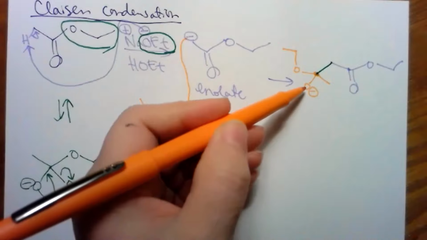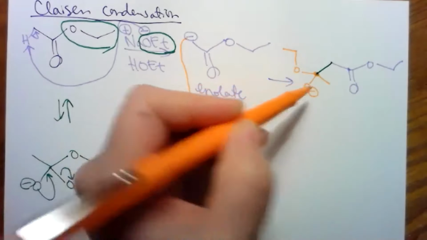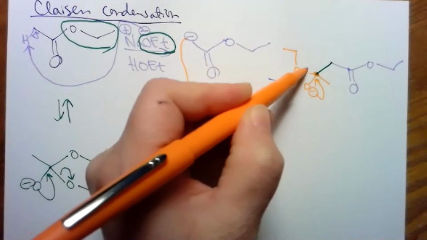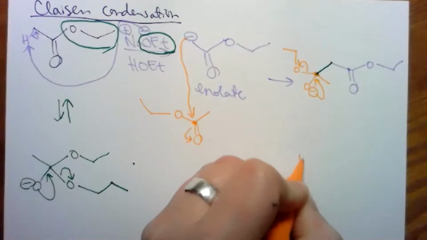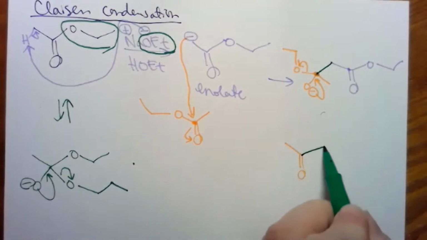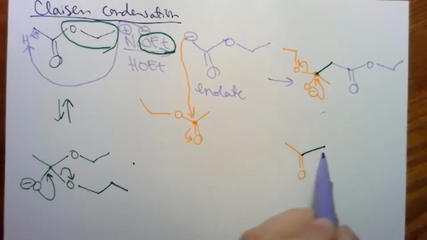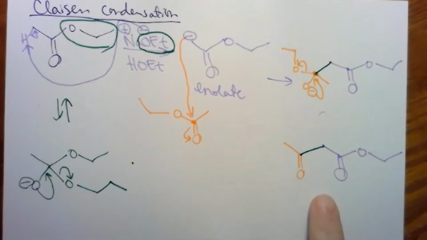So this intermediate has 2 oxygens on it. We can fold down and kick out our weakest base, our best leaving group here. I'm going to swing that carbon around that direction so that you can more easily see what's happening here. And here's my product. Ish.